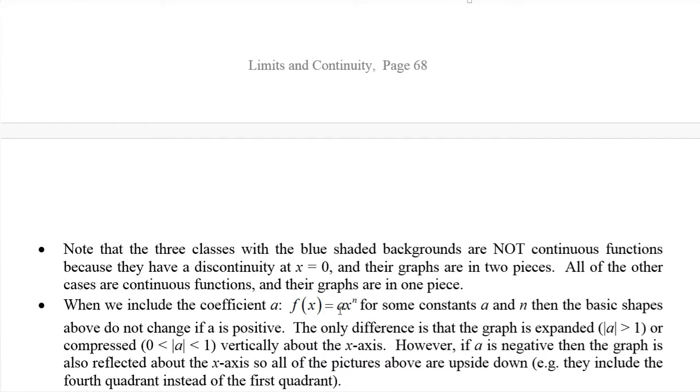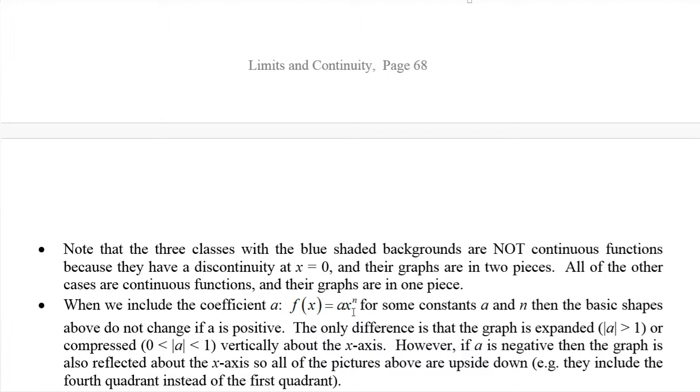Now, if we throw in the coefficient a and say f of x is a times x to the n, what the a does is give you a vertical stretch. If the absolute value is greater than 1, that's a vertical stretch or expansion away from the x-axis. If the absolute value lies between 0 and 1, that's going to squish or compress it vertically. That's technically called a vertical strain.